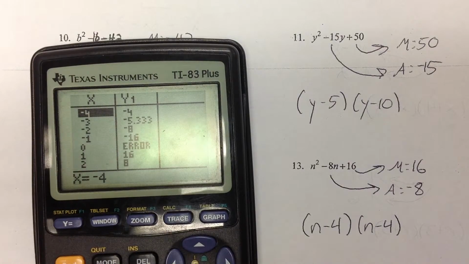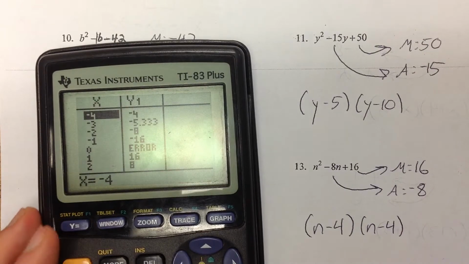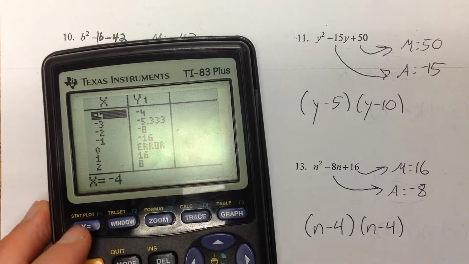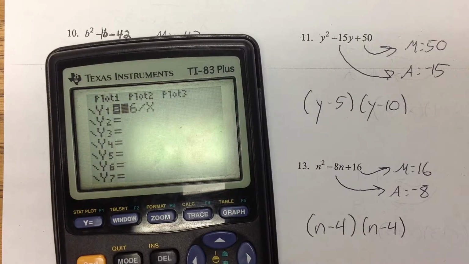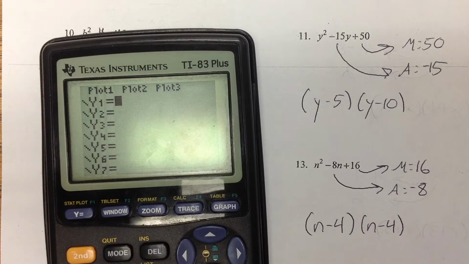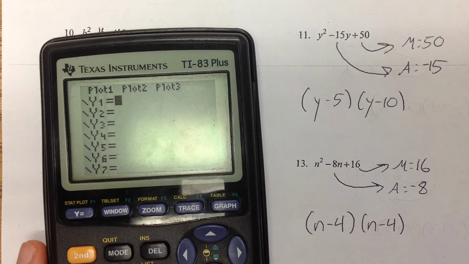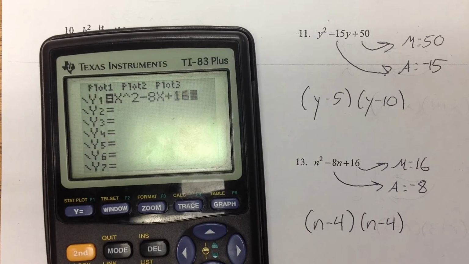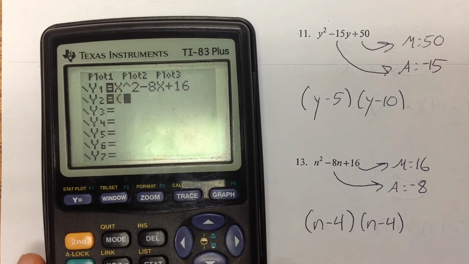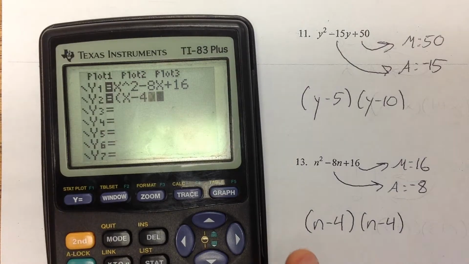If you want to check any of these problems that we've done on either of the last two homeworks, you check them pretty much the same way we've checked everything in this unit. You would just go to your y equals. No matter what letter the problem uses, you're going to use x. So for like number 13 here, I'm going to type in x squared minus 8x plus 16, which was my original problem. Then I'm going to go down to y2, and I'm going to type in my answer, which was x minus 4 and x minus 4.